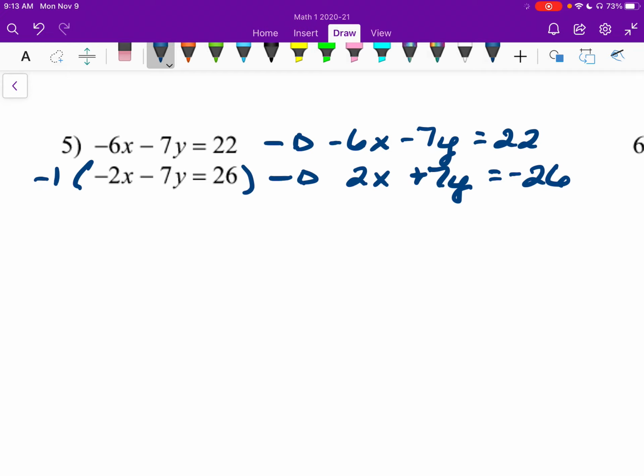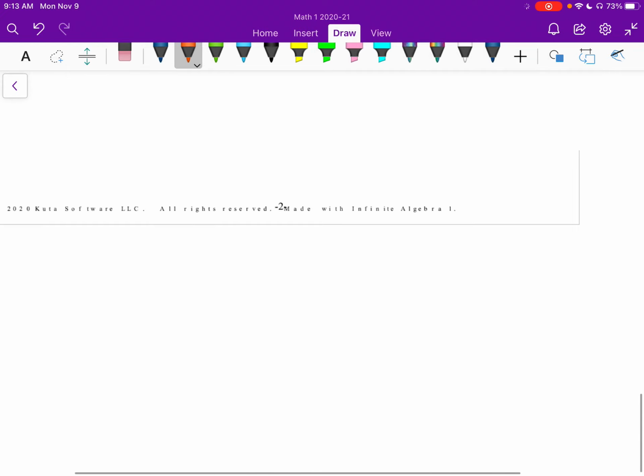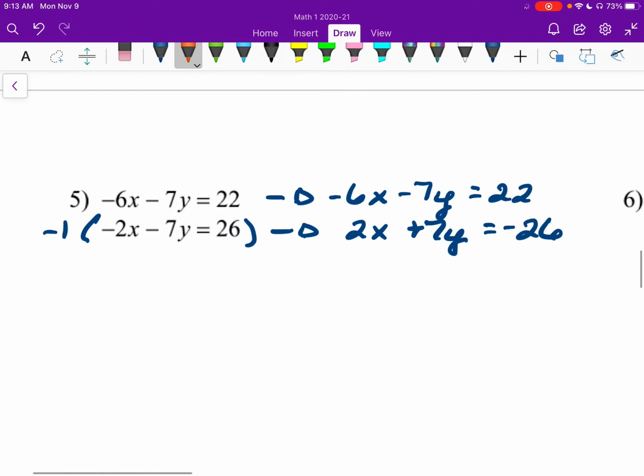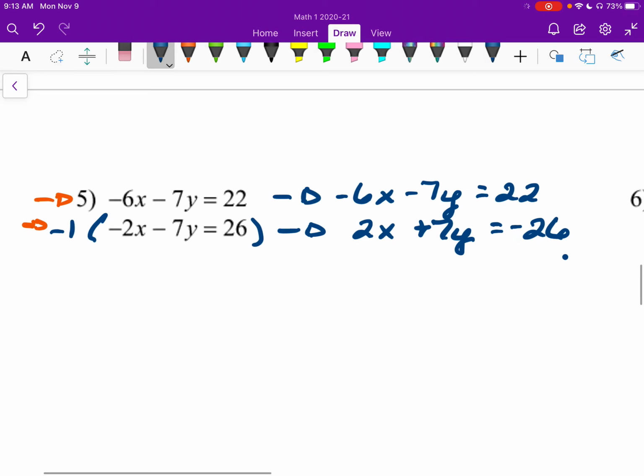You will get the same answer whether or not you multiplied the bottom one here or the top one. It doesn't matter which one you multiply by negative 1. Honestly, I'm doing the bottom one just because I can write it in there where the 5, like for the problem number 5, is kind of in the way. It really doesn't matter which one you use.